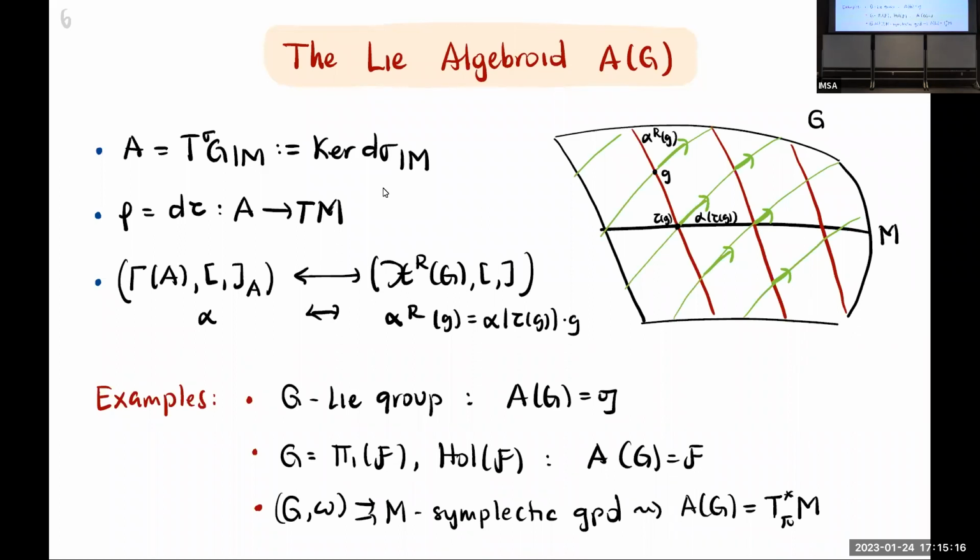Examples, again: if you take a Lie group, the Lie algebroid associated to the Lie group is the Lie algebra of the Lie group. If you take the fundamental groupoid or the holonomy groupoid of a foliation, the algebroid will be the foliation itself. Or if you have a symplectic groupoid and look at the associated algebroid, what you find is the Lie algebroid of a Poisson structure on the base. So whenever you have a symplectic groupoid, it will induce a Poisson structure on the base.